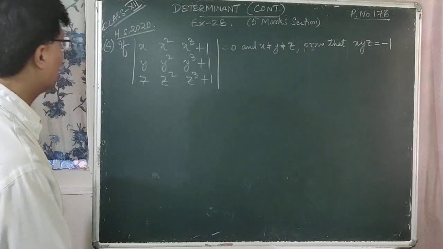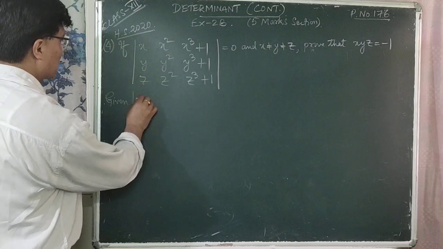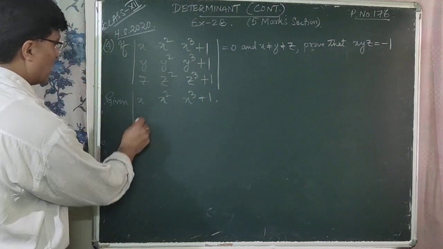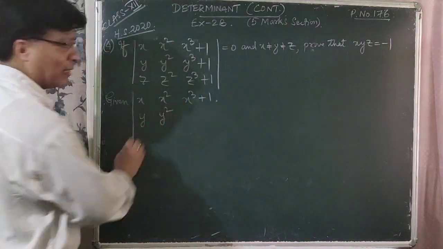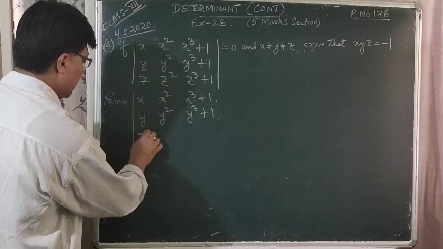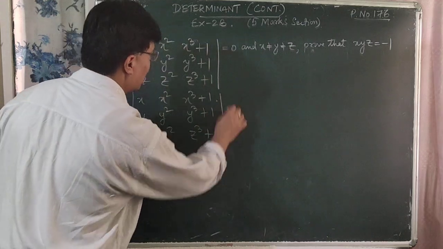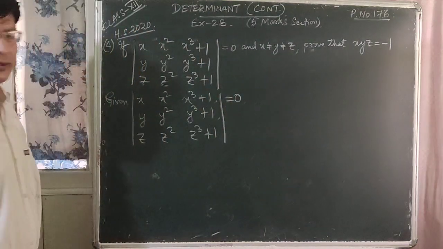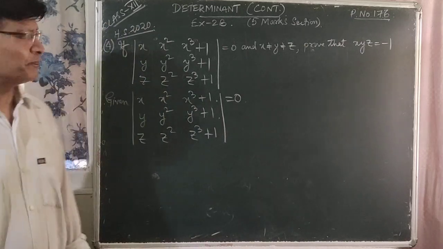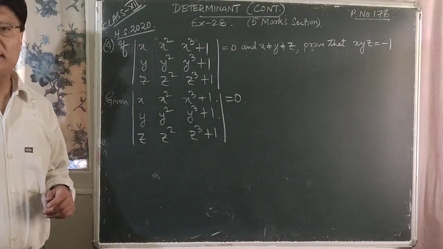So now let us write down what is given here. What is given in this case? The determinant with rows x, x square, x cube plus 1; y, y square, y cube plus 1; z, z square, z cube plus 1, which is equal to 0. This is given. Okay? So now what we will do here is convert this determinant into a sum of two determinants.